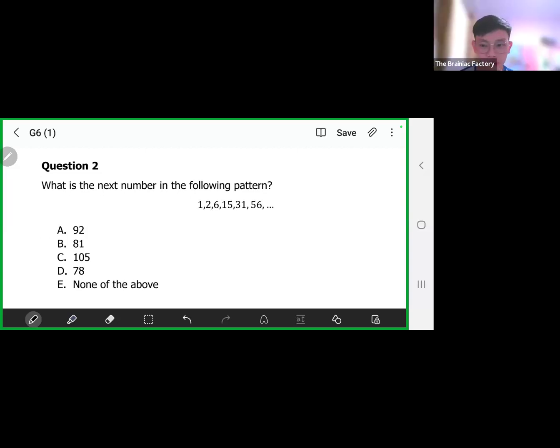Okay, seeing that you have all answered, I can see that answer A has a really high percentage, which is 7 of you answering correctly. So I'm going to begin solving it. Seeing a pattern like this, we're going to try to identify the pattern for each of the terms. The first term is 1, the second term is 2, the third term is 6, the fourth is 15, the fifth is 31, and the sixth is 56.